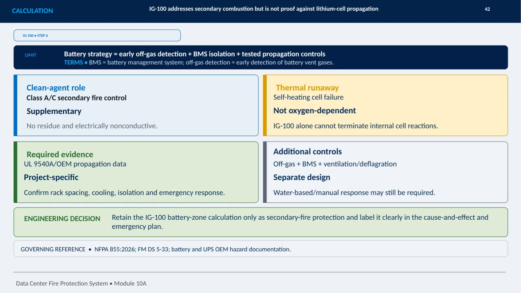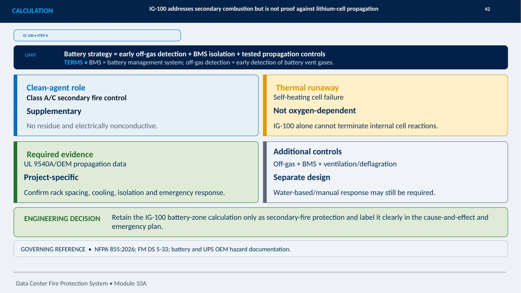IG-100 can provide supplementary control for secondary Class A and Class C fires, and it leaves no residue while remaining electrically non-conductive. However, IG-100 alone cannot terminate the internal reactions of a lithium cell thermal runaway, because those reactions are self-heating and not dependent on the surrounding oxygen level. That means the battery strategy must be layered. It should include early off-gas detection, BMS isolation, and propagation controls that have been tested and documented.